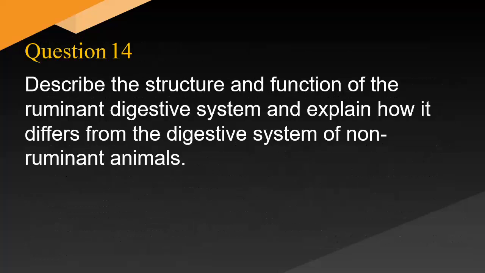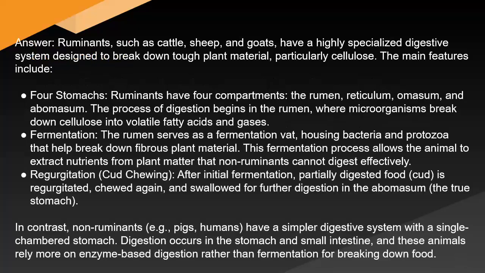Describe the structure and function of the ruminant digestive system and explain how it differs from the digestive system of non-ruminant animals. Answer: ruminants such as cattle, sheep, and goats have a highly specialized digestive system designed to break down tough plant material, particularly cellulose. The main features include forestomachs. Ruminants have 4 compartments: the rumen, reticulum, omasum, and abomasum.